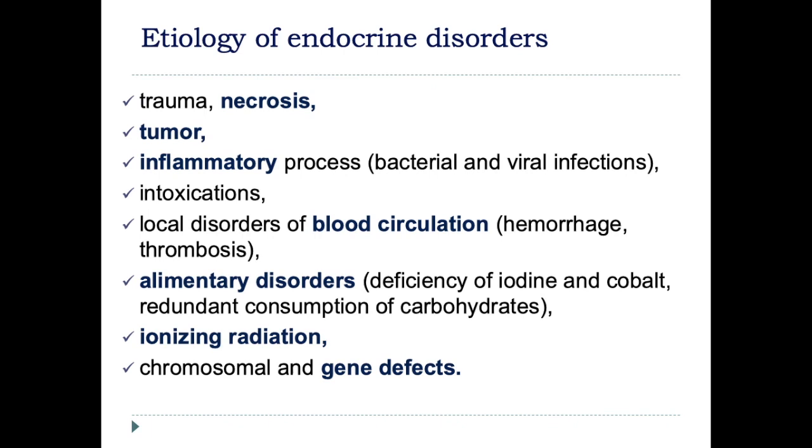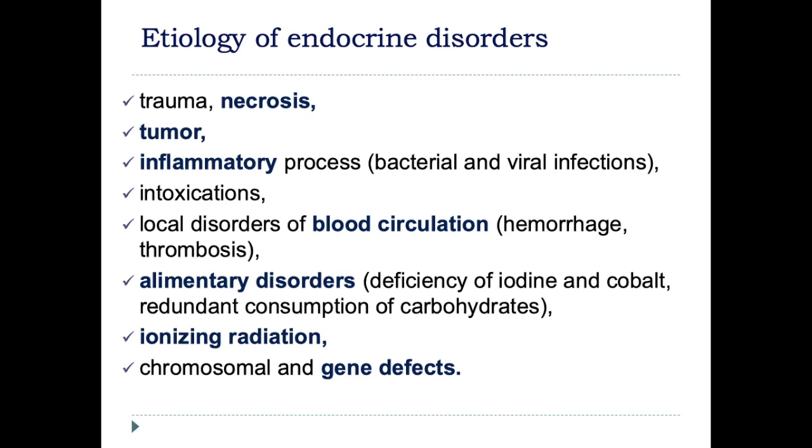But also a group of internal factors can lead to endocrinopathy, and usually it associates with different blood flow disorders such as thrombosis or embolism, which can lead to necrosis. Sometimes it could be different tumors, both malignant and benign, influencing the endocrine gland. Different chromosomal or gene defects also can lead to endocrine disorders. And a group of alimentary factors such as a deficiency of cobalt or iodine, disorders of consumption of different nutrients also influence synthesis of hormones and finally can lead to endocrinopathy.